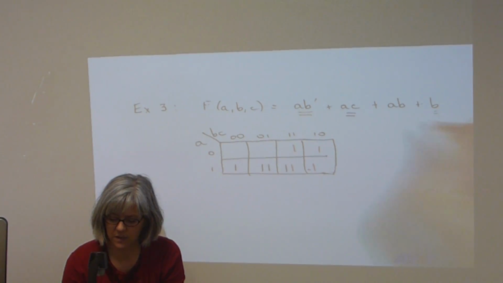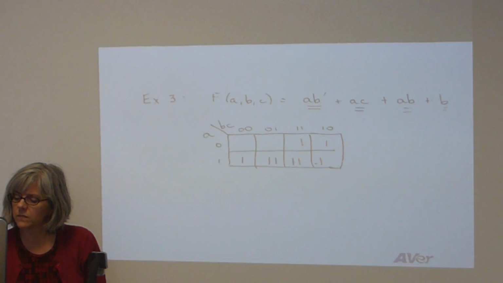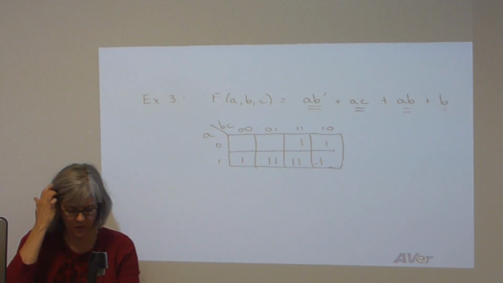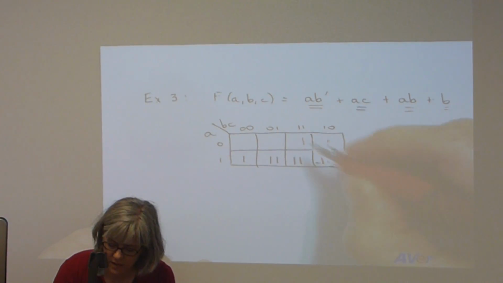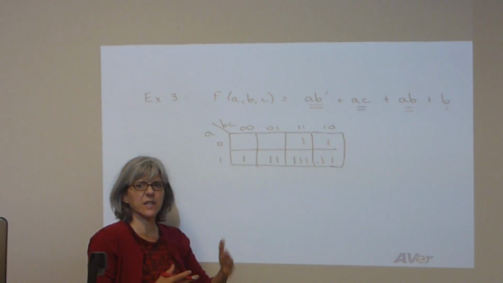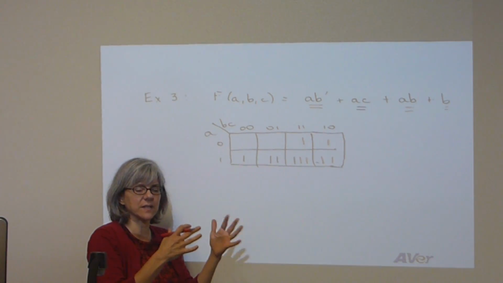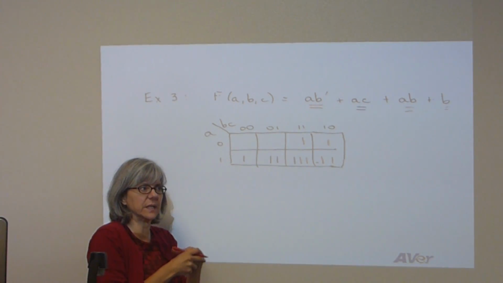Sort of didn't draw my colors very well. Oh, and there was a 1 also here and here. So there are a bunch of cells that got tagged more than once. That's okay. That's where the simplification came in. If we were to simplify this algebraically, we would be eliminating those.